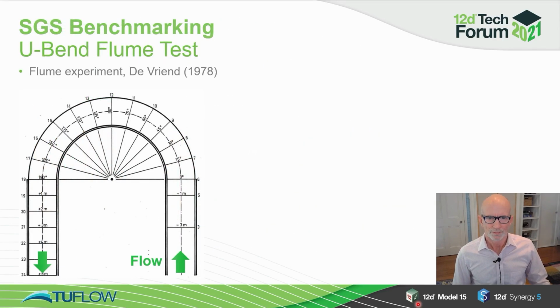So what does this mean for our hydraulic modeling? Well, we've been doing lots of benchmarking on this, and this is one of the nice little examples. This is actually from a flume experiment. We've got a U-bend, it's about 1.7 meters wide, does a complete 180-degree turn. We've got flow coming in through this side, goes around here and comes out this side. So a nice little simple experiment carried out by De Vriend in 1978.